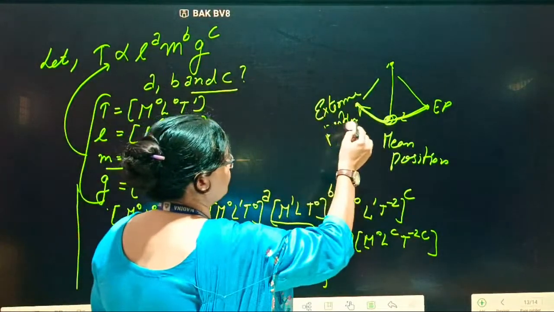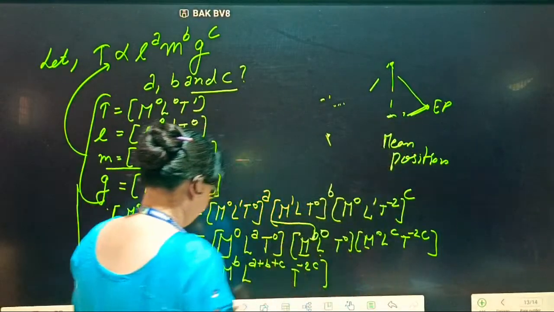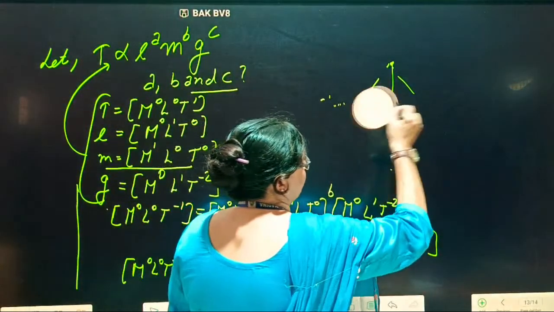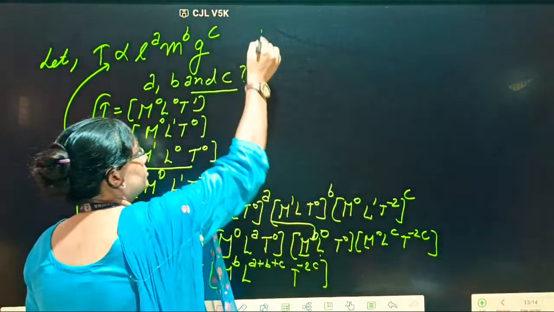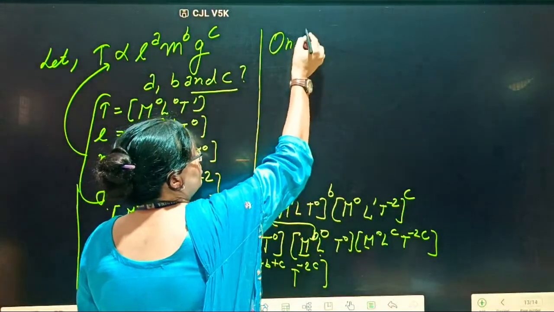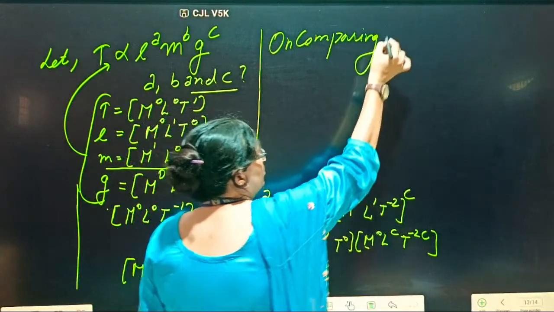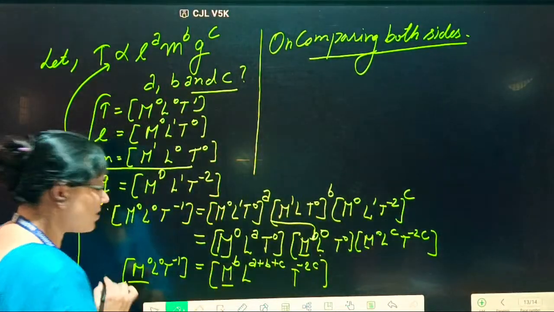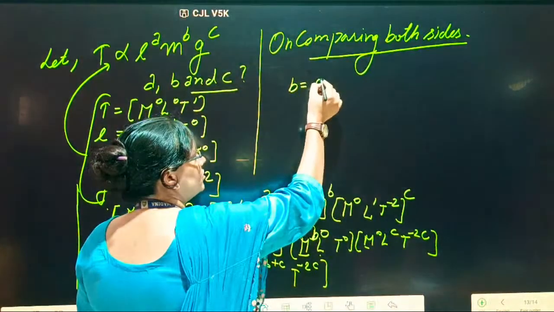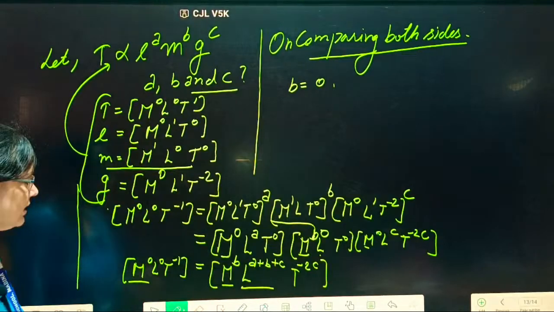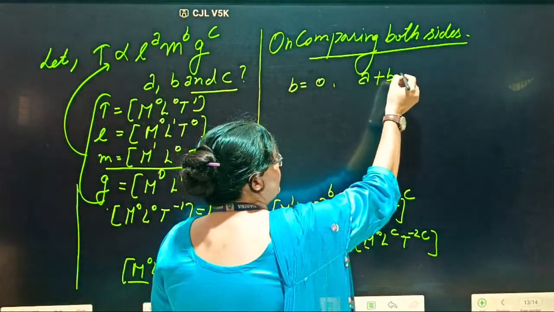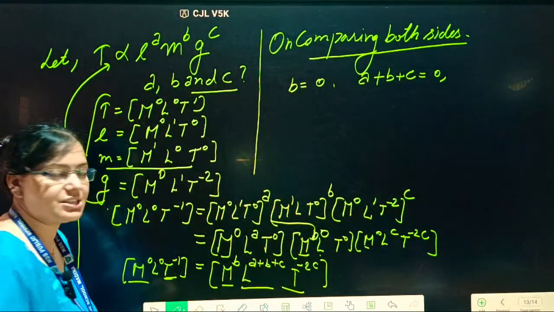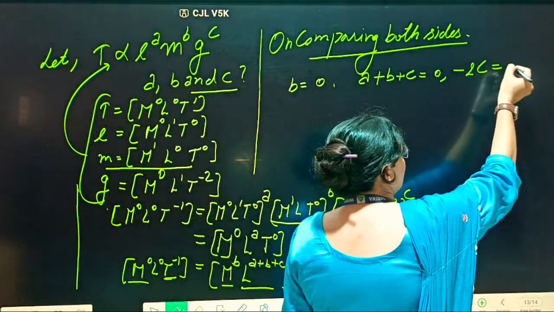Now on comparing both sides, for mass here and mass there, on comparison we can write B equal to 0. Now for length, the power is A plus B plus C, and this is equal to 0: A plus B plus C equal to 0. Next, for time its power is minus 2C, and minus 2C is equal to minus 1.